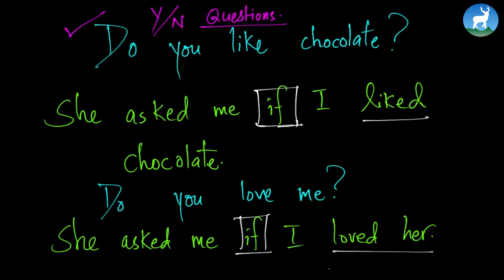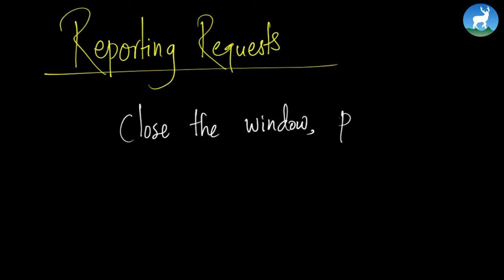Now let us go to requests. We did reporting statements. Then secondly, we did WH questions and yes/no questions, reporting questions. Now let's go to another title, which is called reporting requests. Let's try this one. Close the window, please. It's too cold right now. What is this? This is a request.